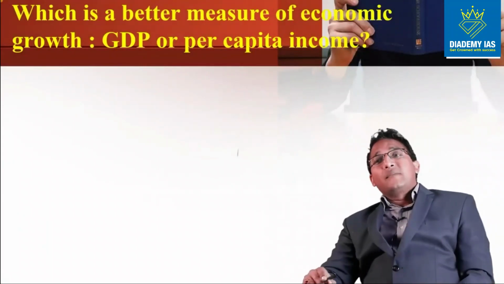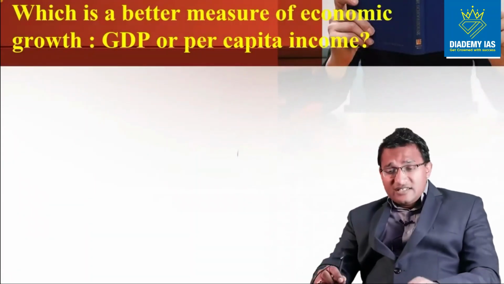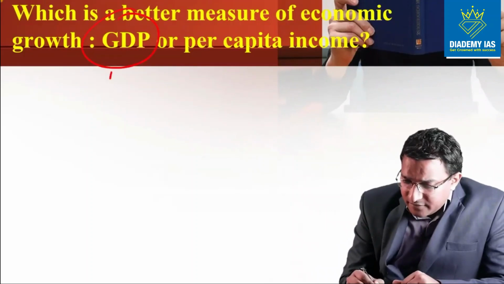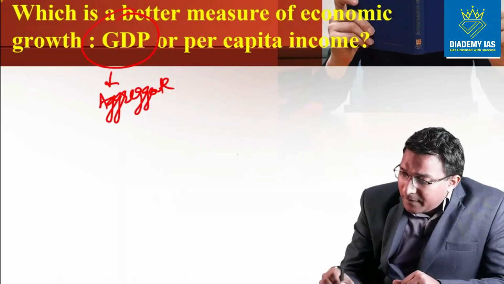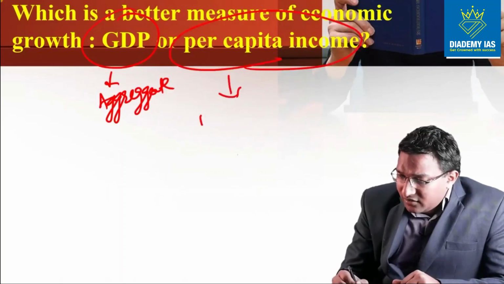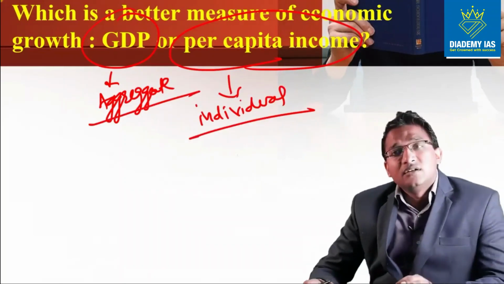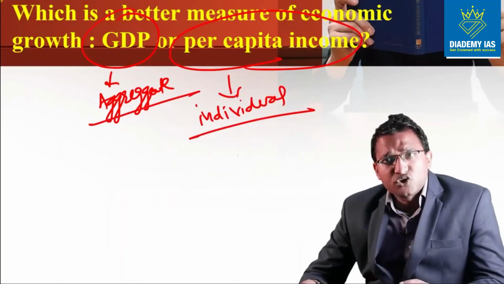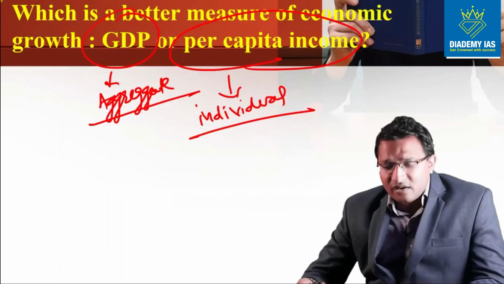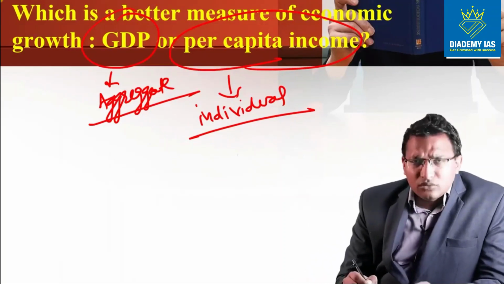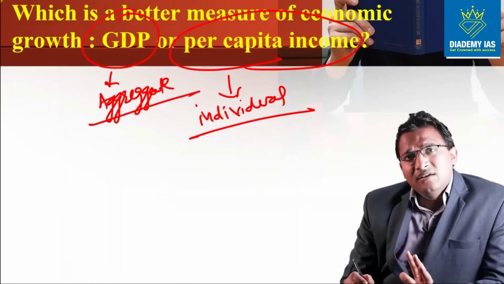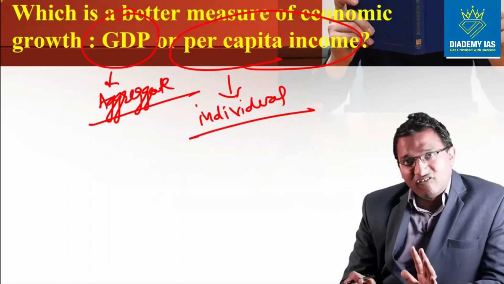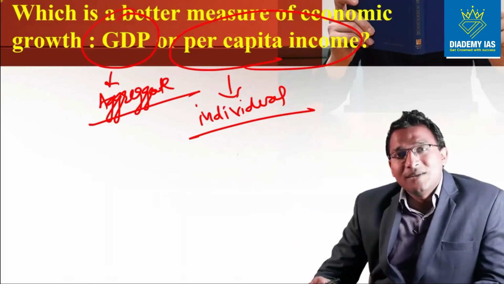Now, which is the better measure of economic growth? Is it the GDP, which is an aggregate measure, or per capita income, that is at the individual level? The question is, which one of these is the better measure? So what do you think? Take 30 seconds and then decide which one of them is considered to be better.